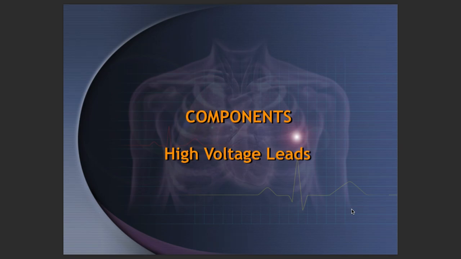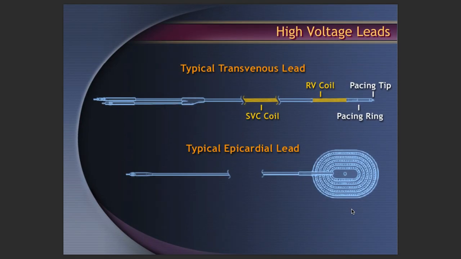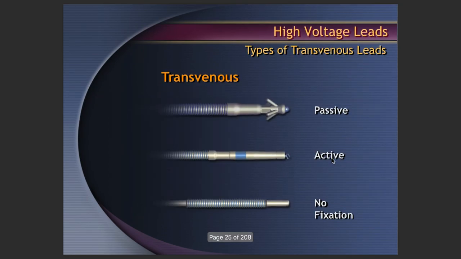So now coming to the components for the high voltage leads. ICD leads can be placed on the outer surface of the heart, which is called the epicardium. Otherwise, they can be introduced into the heart through a vein. That is what is called transvenous. Transvenous is done by the cardiologist or the electrophysiologist, in fact. However, the epicardial ones are normally placed by your surgeon.